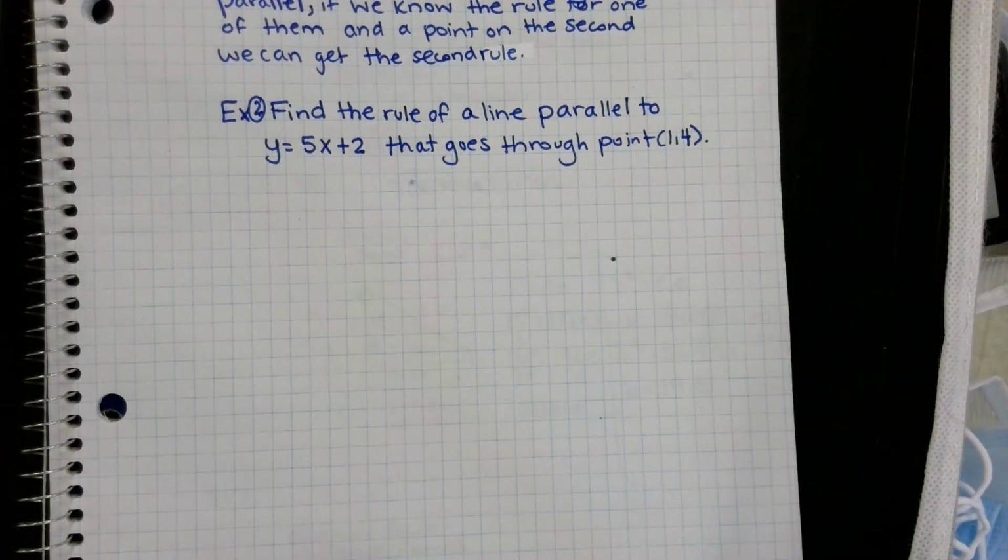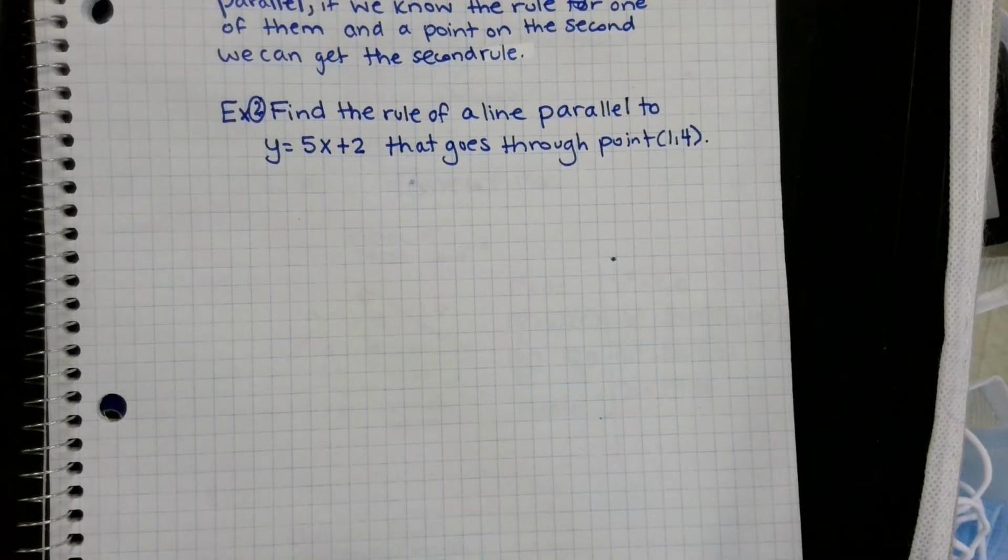Okay, so again, find the rule of a line parallel to y equals 5x plus 2. So we have one line right now. We want to find a second line that's parallel to it. But it can't just be any line. It has to be a specific one that goes through 1 and 4. So what we're looking for, I'm going to show you the diagram.